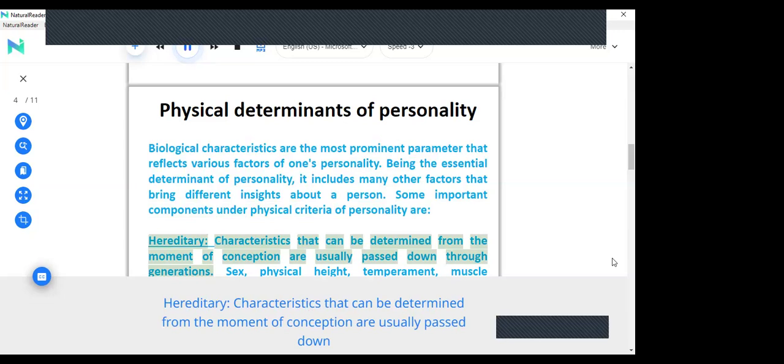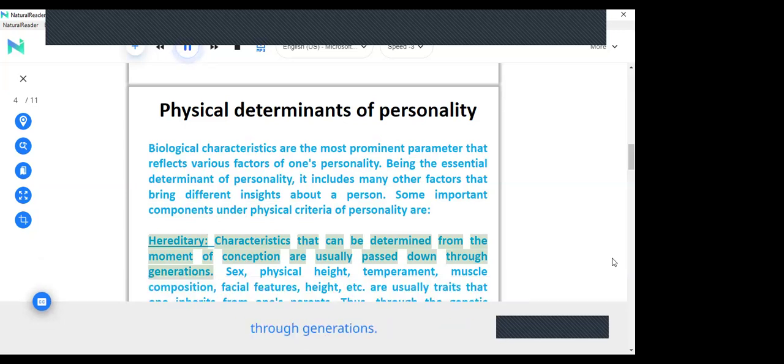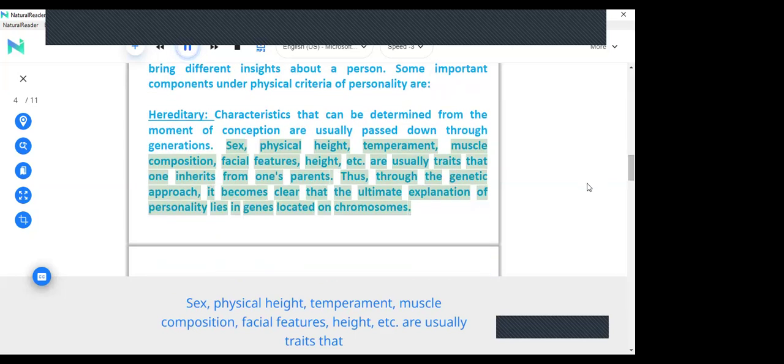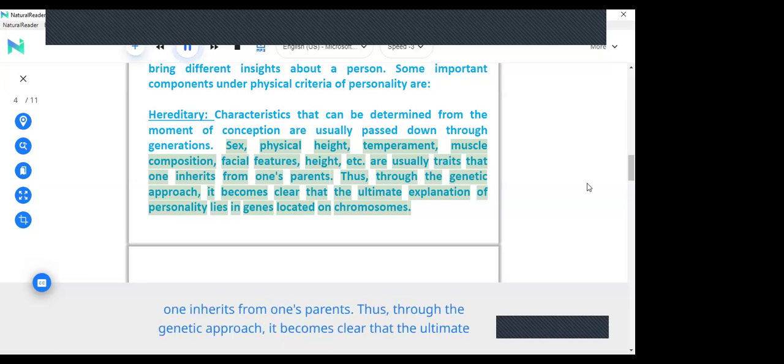Hereditary characteristics that can be determined from the moment of conception are usually passed down through generations. Sex, physical height, temperament, muscle composition, facial features, etc. are usually traits that one inherits from one's parents. Thus, through the genetic approach, it becomes clear that the ultimate explanation of personality lies in genes located on chromosomes.